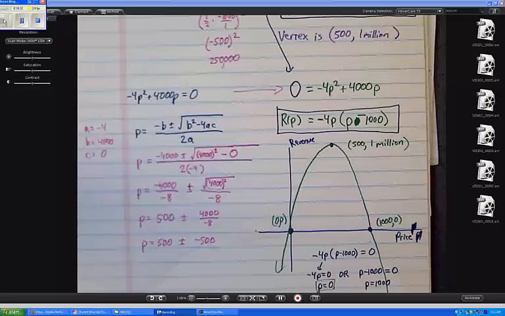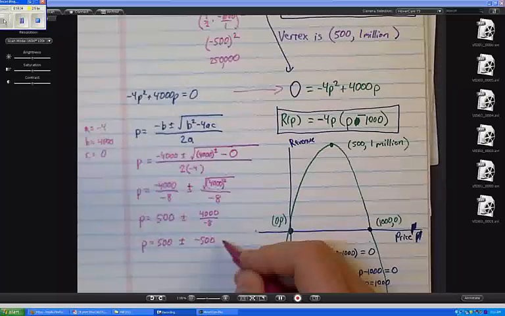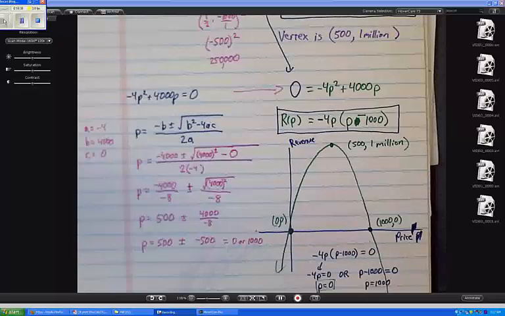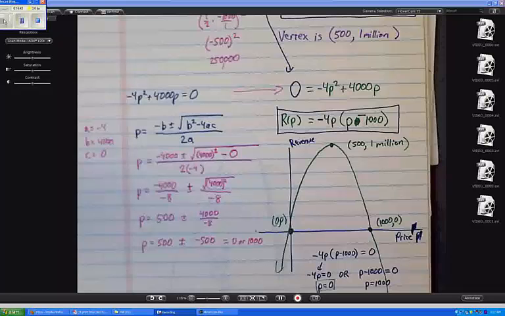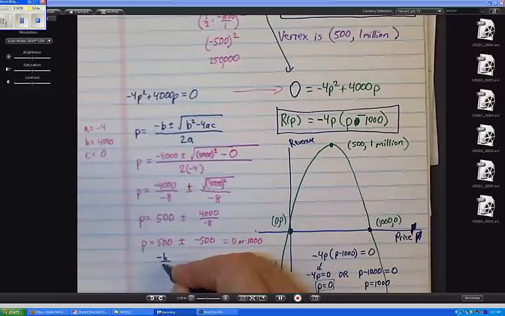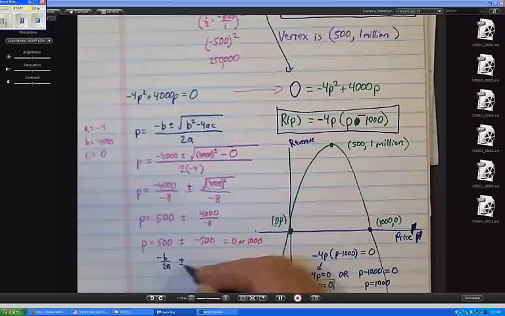Well, you get either 0 or 1,000. 0 or 1,000. And so you can get it that way. But one nice thing about using this quadratic formula is that you learn something. You learn that you get 2 solutions to a quadratic equation, and it's always the negative b over 2a plus or minus stuff.